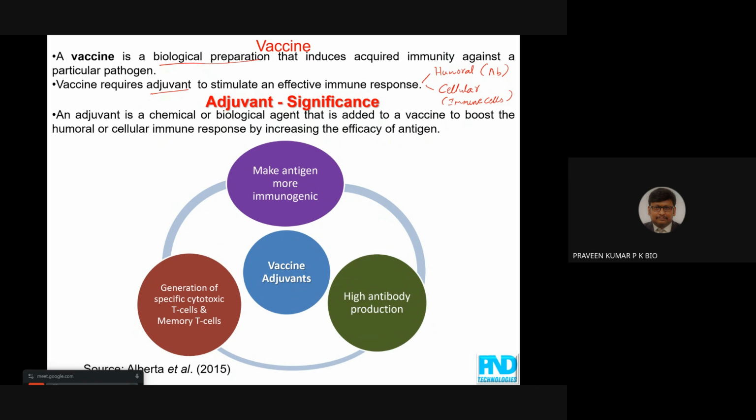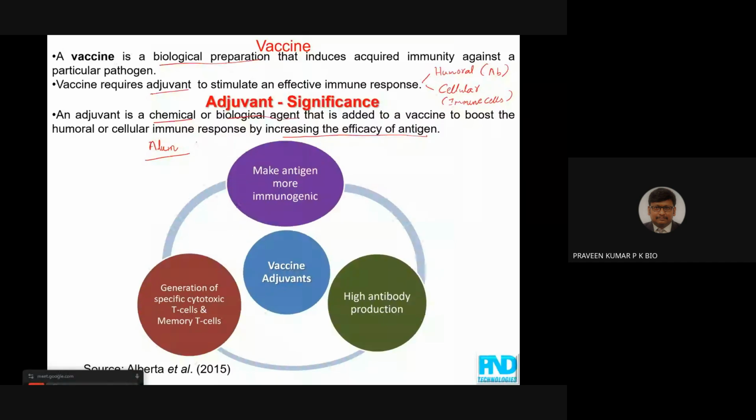And what is an adjuvant? Why does a vaccine require an adjuvant? The adjuvant is actually a chemical or a biological agent that is added to a vaccine to boost the same thing, whatever I mentioned, by increasing the efficacy of the antigen. If you want to increase the efficacy, obviously we use adjuvants. Adjuvants can be chemical based. For example, the most popularly used adjuvant in most vaccines is alum, which is an inorganic aluminum salt.